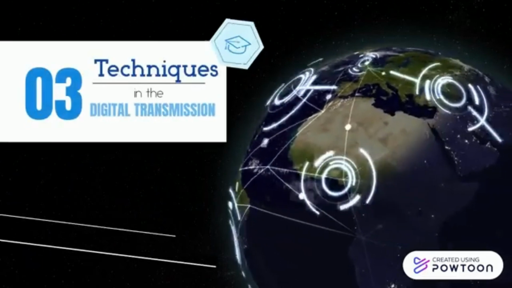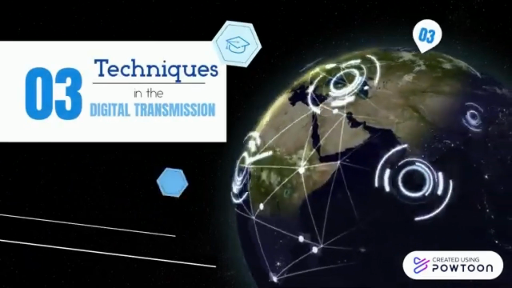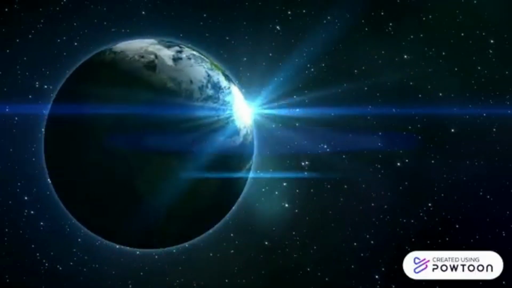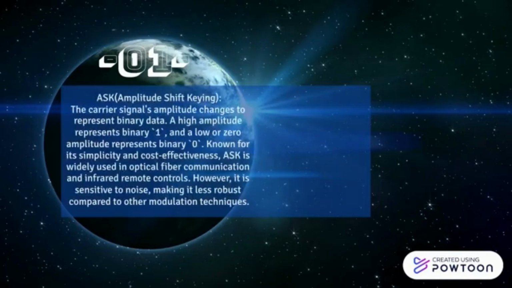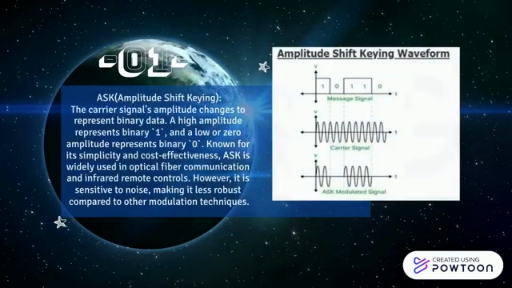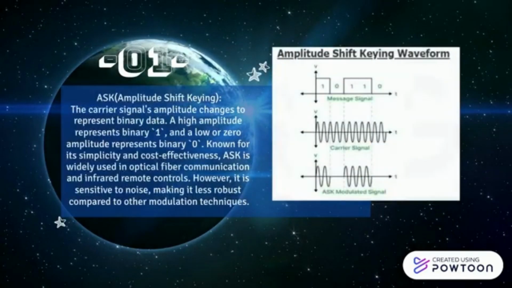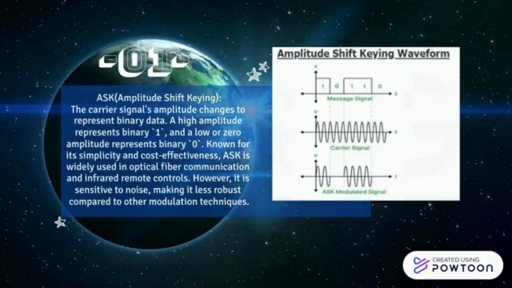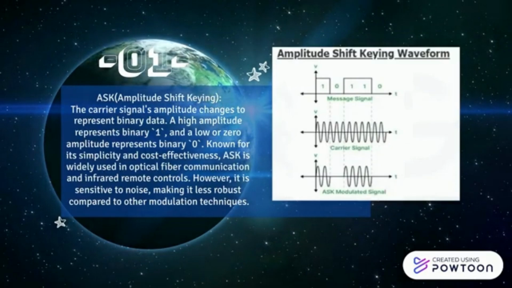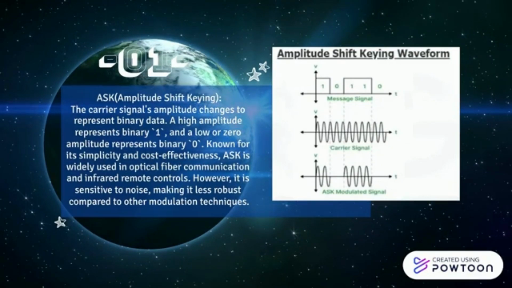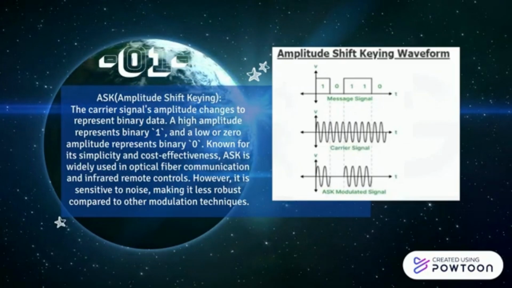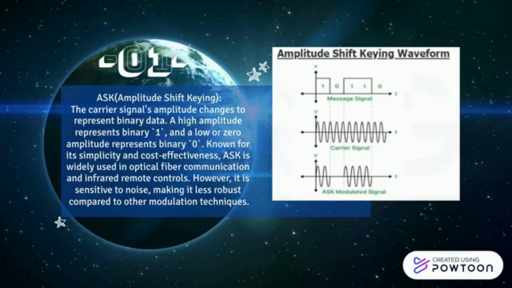Hi everyone, today I will present to you three techniques in digital modulation. ASK, amplitude shift keying. The carrier signal's amplitude changes to represent binary data. A high amplitude represents binary 1, and a low or zero amplitude represents binary 0. Known for its simplicity and cost-effectiveness, ASK is widely used in optical fiber communication and infrared remote controls. However, it is sensitive to noise, making it less robust compared to other modulation techniques.